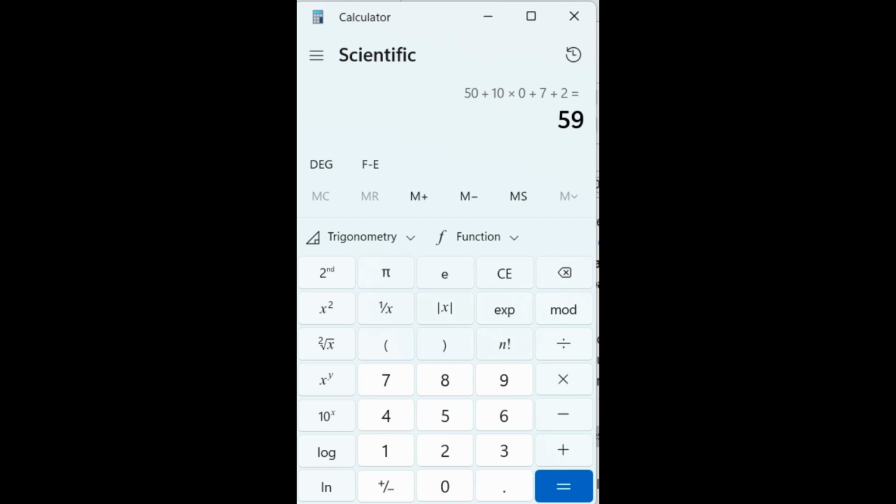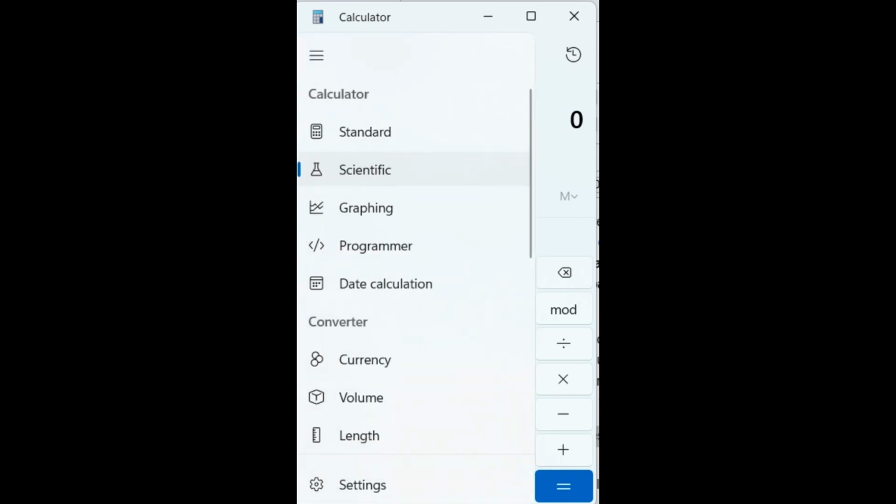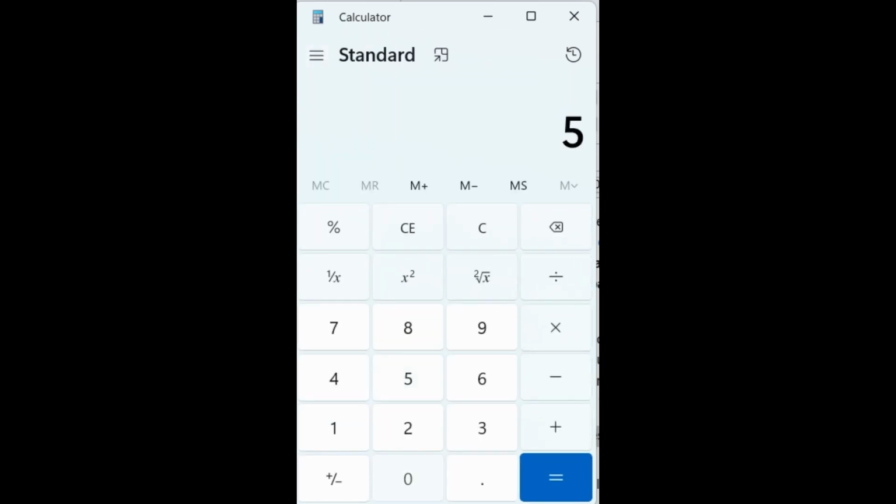Again, I'm going to go back to the immediate execution mode, and you can see the problem here is that as soon as I go 50 plus 10, then I hit the multiplication, it immediately has added 50 plus 10. So I'm already wrong. I'm already off. And then if I multiply that by 0, it's going to give me 0, and then I'm going plus 7 plus 2 equals 9. So it's completely wrong.